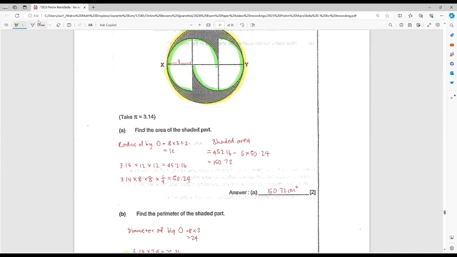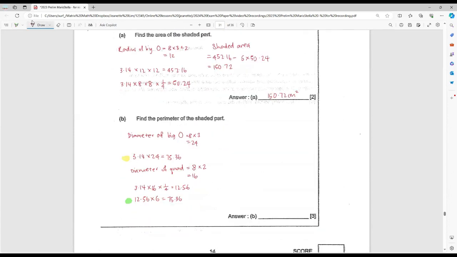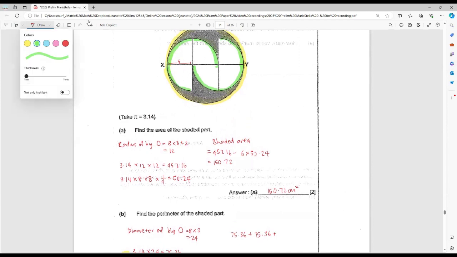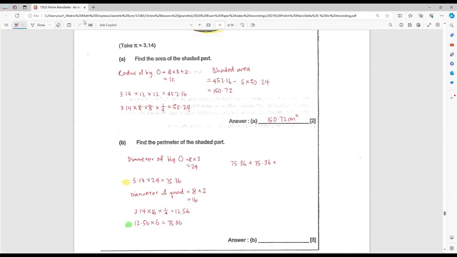Now we're left with the 2 straight lines. Now we add the 2 straight lines. So 75.36 plus 75.36, 2 straight lines. Will be 8 and 8. Okay, so 8, 8. 166.72. Answer 166.72 cm.